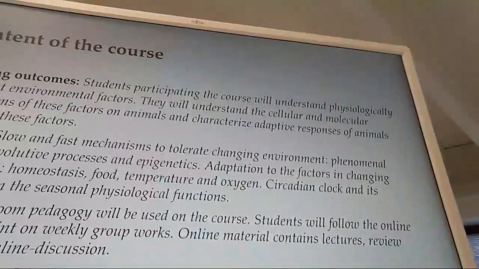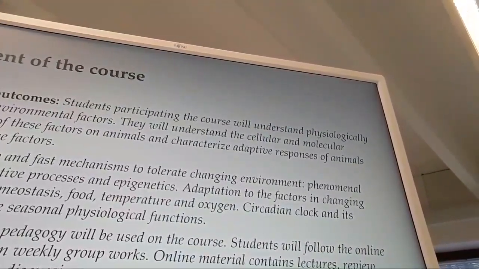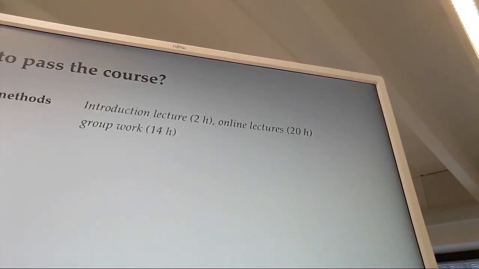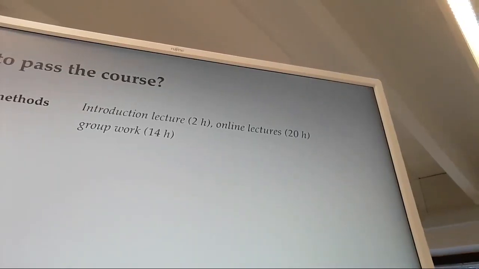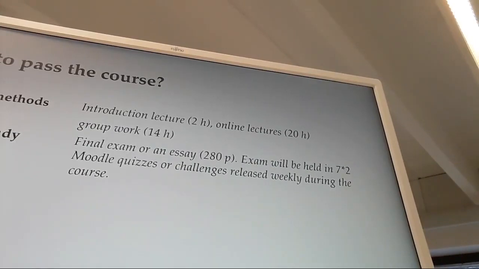When I wanted to get a new course, the first thing I had to decide was how we can pass the course. And the list says that there is 1 lecture, and then some online lectures, and 14 hours of group work. Well, I'm still not sure how many hours of online lectures there will be, because it's still in process. And one thing is that I just copied that we will have a final exam.